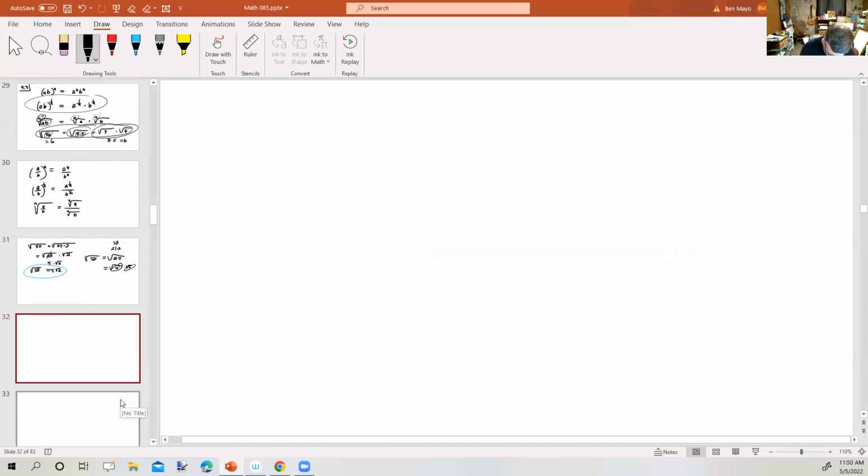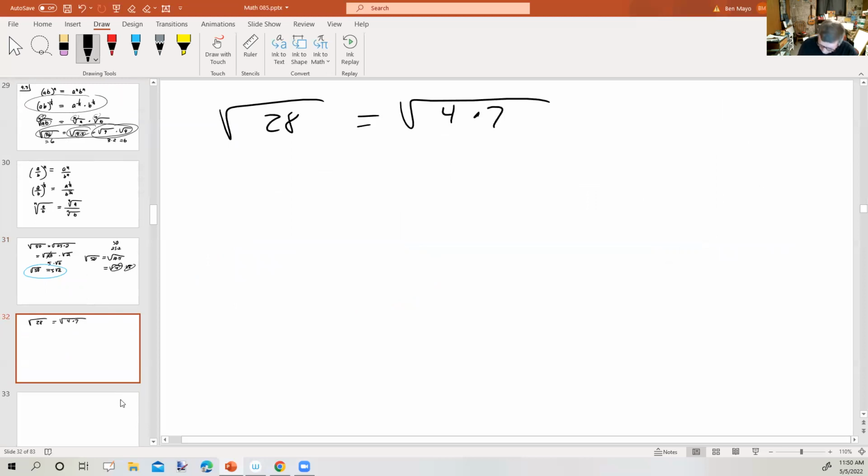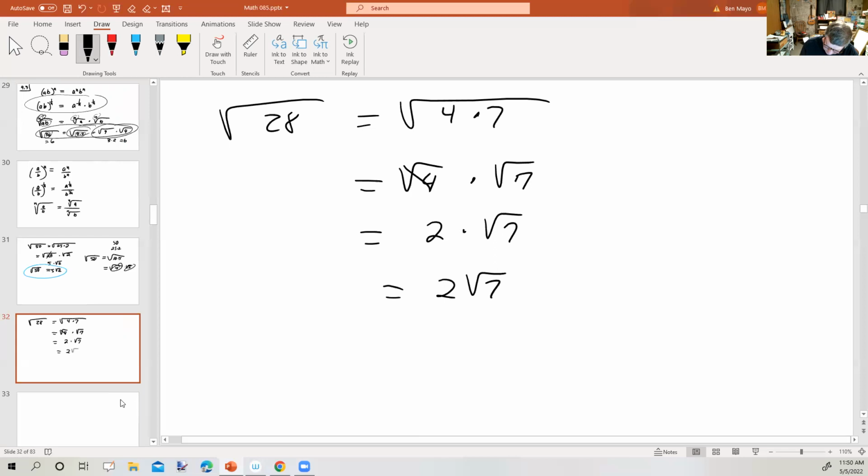How about this one? The square root of 28. That could be written as the square root of 4 times 7, which could be written as the square root of 4 times the square root of 7. The square root of 4 is 2, so I have 2 square roots of 7 as my final answer. 7, I can't take the square root. I can't break apart any square factors from it, so it's stuck inside.